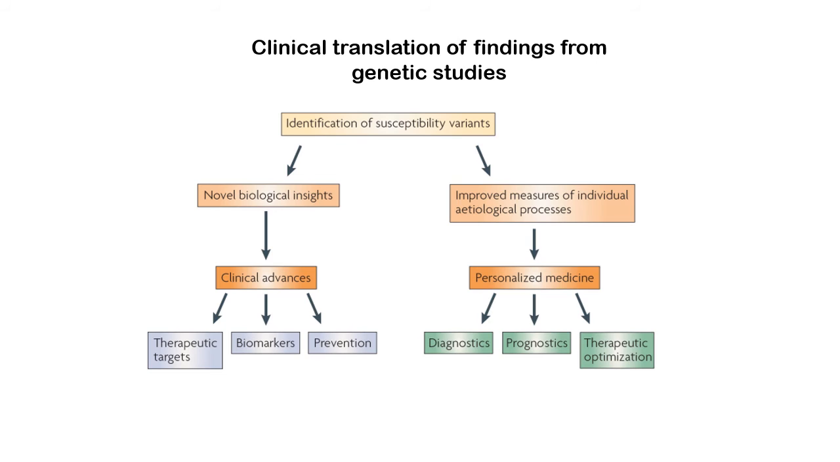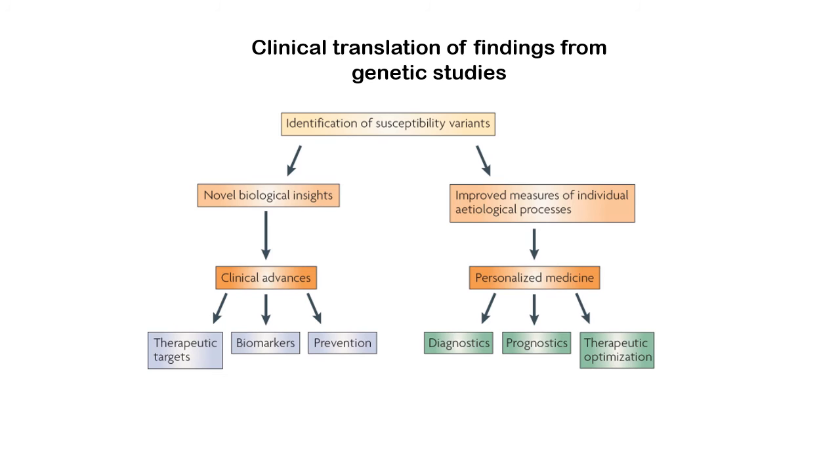Identification of therapeutic targets can lead to novel therapeutic agents. Identification of biomarkers improves disease prediction and monitoring of disease progression and treatment response. Identification of environmental contributors to the disease enables disease prevention measures. The second translational route lies through using knowledge of individual pattern of disease predisposition to develop more personalized approaches to disease management, including using personalized diagnostics or prognostics to enhance therapeutic optimization.